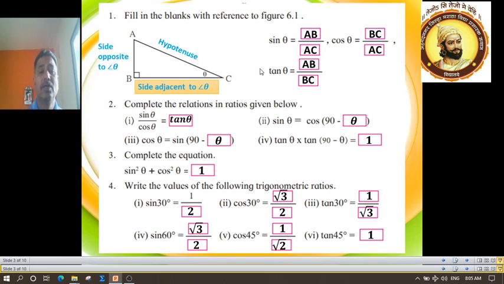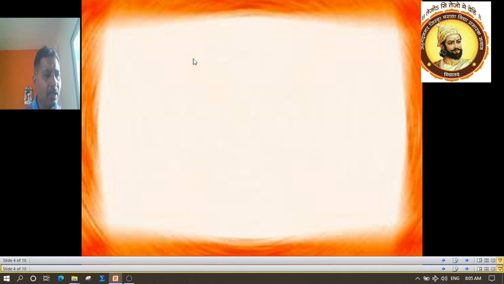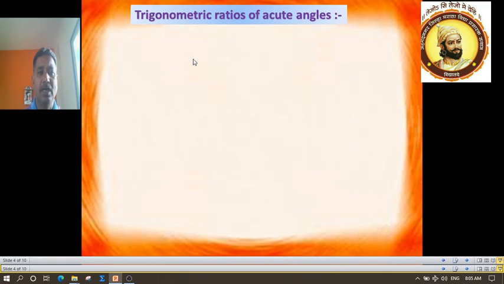So this is the revision based on 9th standard trigonometry. Now in this standard you have to study 3 new trigonometric ratios, and those trigonometric ratios are cosec, sec and cotangent ratios.